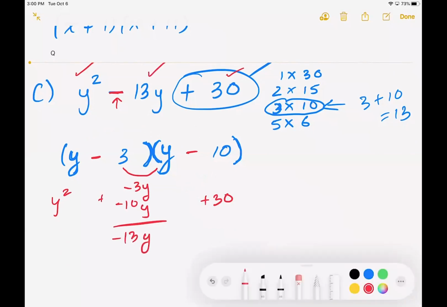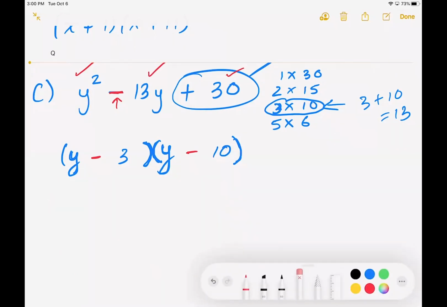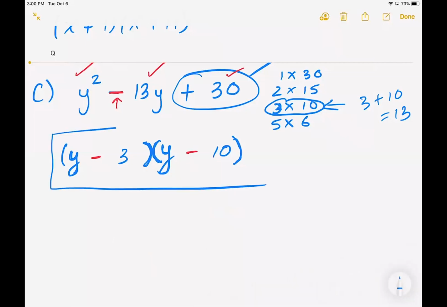So to go back to this item here, this is what you need to ask yourself. Find me a multiple. What two numbers multiply to give me the last term and add together to give me the middle term? If the middle term is positive, both of the parentheses will be positive. If the middle term is negative, both of the parentheses will be negative.